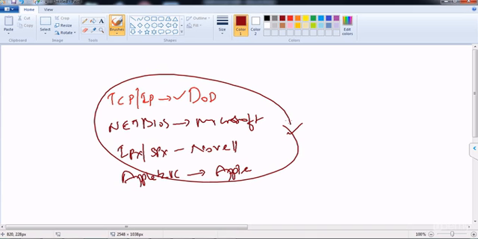Apart from this, there's a big list of protocols. But even though we have different types of protocols, these protocols are like different languages, you know.